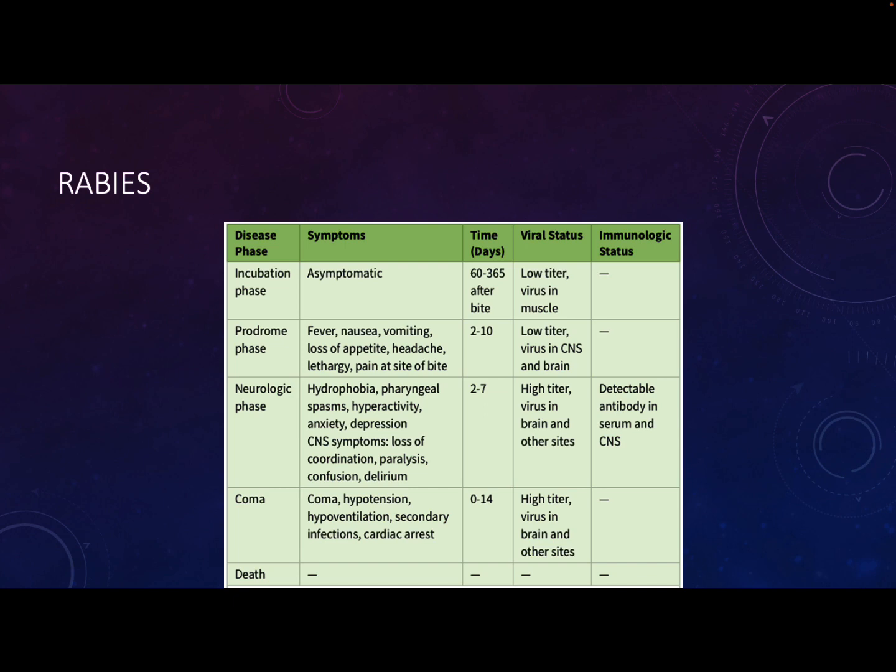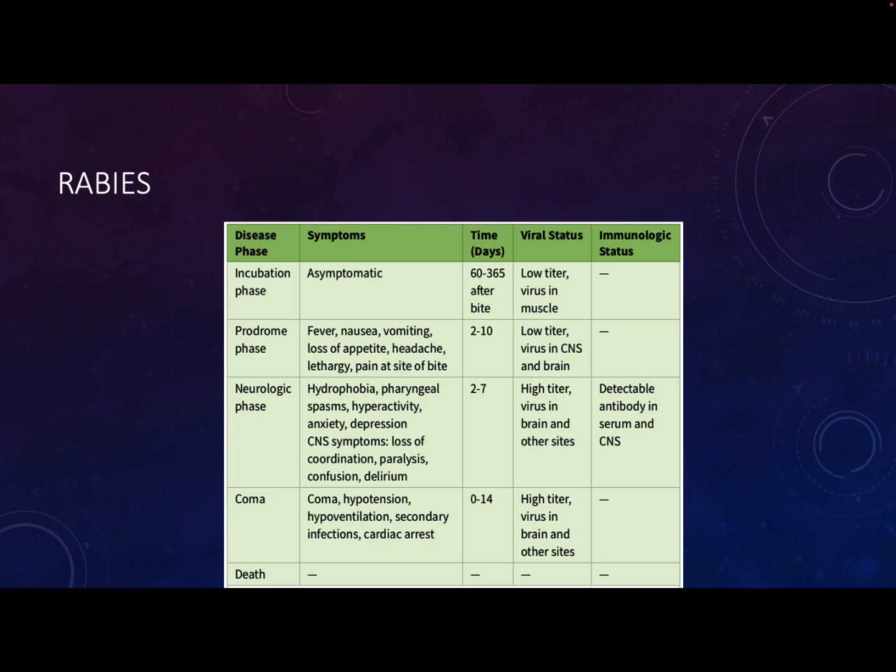Eventually: coma, low blood pressure, low breathing, secondary infections, and cardiac arrest, which is death. So the confusion, the delirium, the anxiety, the hyperactivity, that's the aggression we think about when we think about something being rabid. When you talk about a rabid animal, you think it's mean and vicious. It's confused. It doesn't know what's going on. Its brain is misfiring. So it's not trying to be aggressive. It just doesn't know any better.